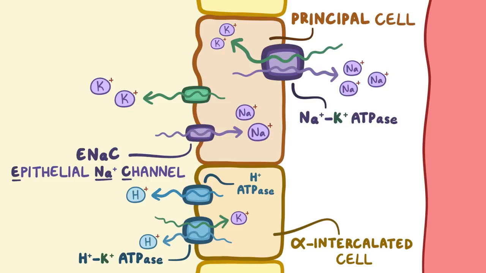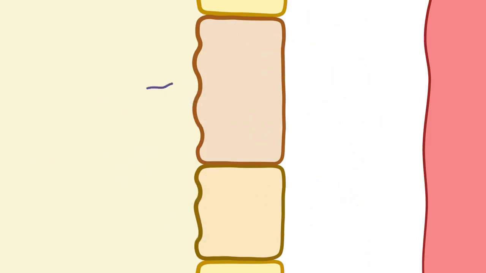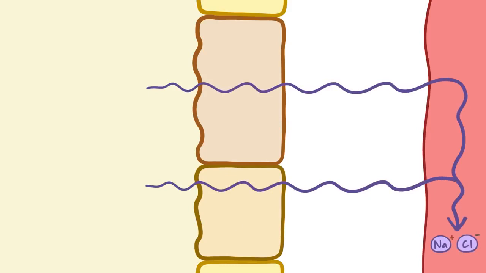Finally, it's worth mentioning that, like all cells, sodium and potassium levels are controlled by the sodium-potassium ATPase pumps on the basolateral surface, which move 2 potassium ions into the cell and 3 sodium ions out of the cell. So overall, there's a net movement of sodium and chloride into the blood, while hydrogen is pushed into the tubule.